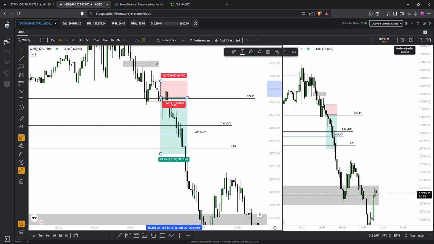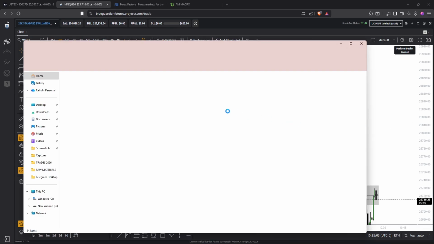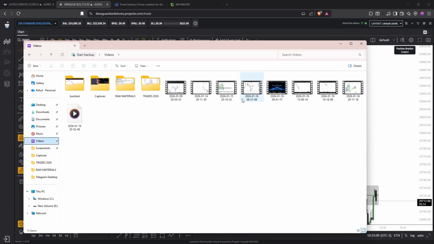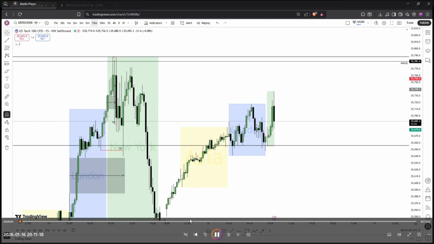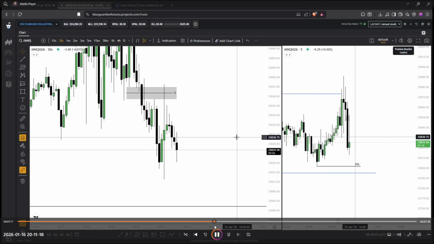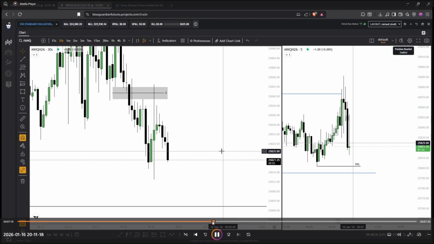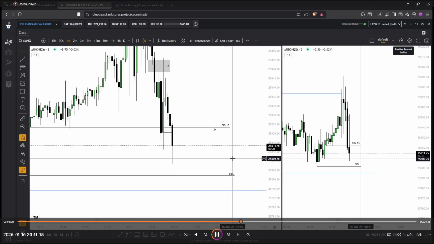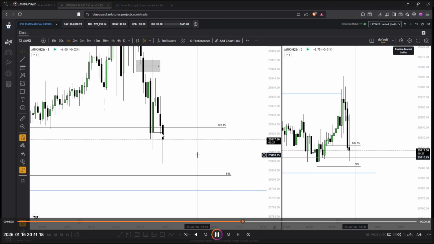If you want to see the session recording, this is the one session recording. I'll show you the execution as well. Yes, this is the one. As you can see, I went to the 15-minute time frame and then I was just waiting here to see what the market would do. Then on the 15-minute time frame, there was a CISD. Then on the 1 minute time frame, I was waiting for a candle to close below this low.